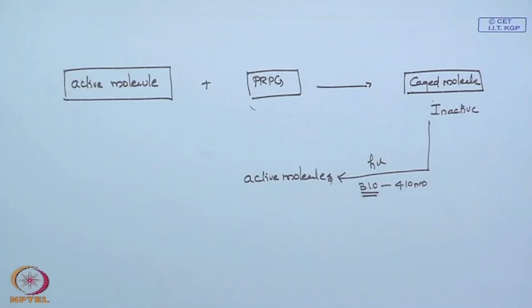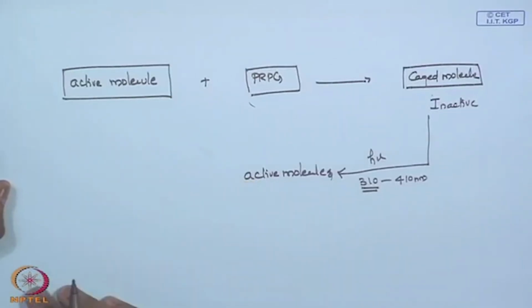Once you do this type of release, you can, as I said, have spatial control. This part you want to release, the other part you can cover with black cloth and just shine light on this part. So you have control over that, because it is an external stimulus. Then temporal control: whenever you want it, you just switch on the light, and whenever you do not want it, you switch off the light. That is a great advantage you get with this method.